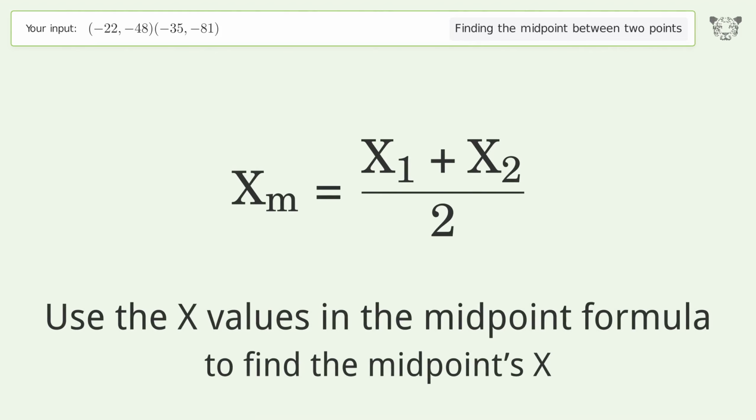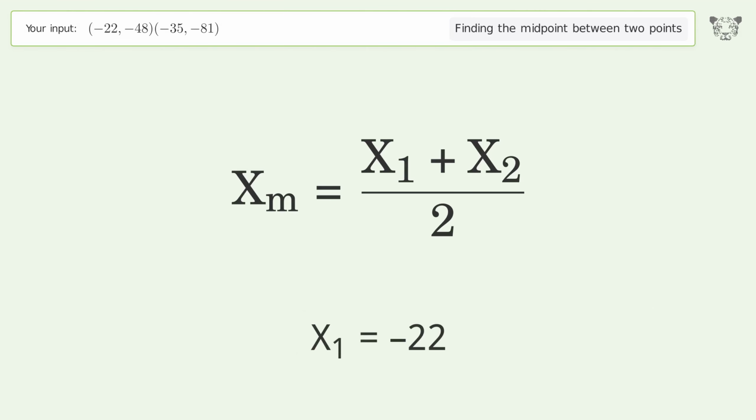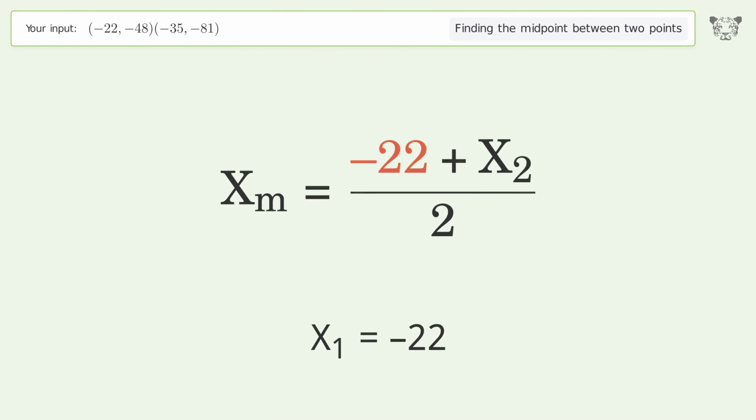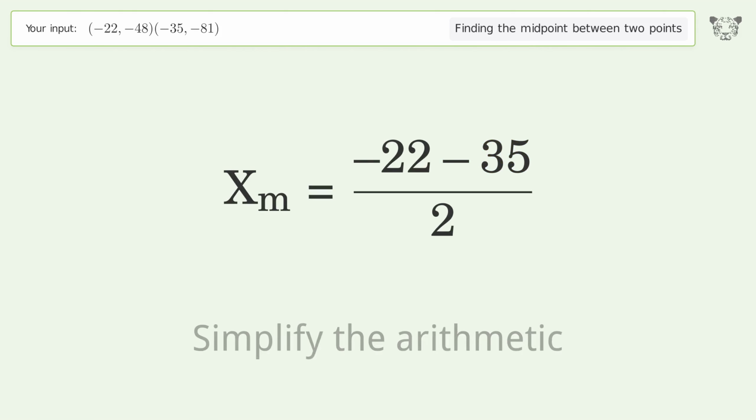Use the x values in the midpoint formula to find the midpoints x. x1 equals -22. x2 equals -35. Simplify the arithmetic.